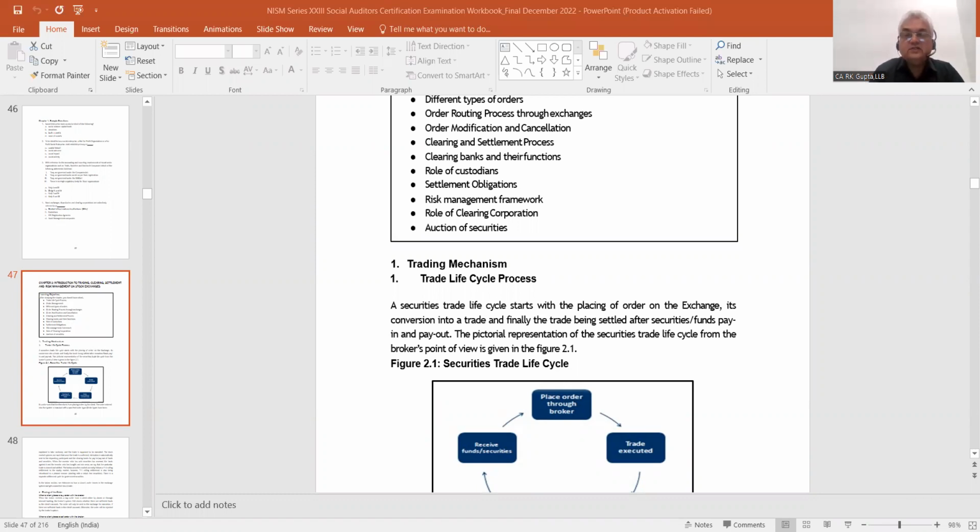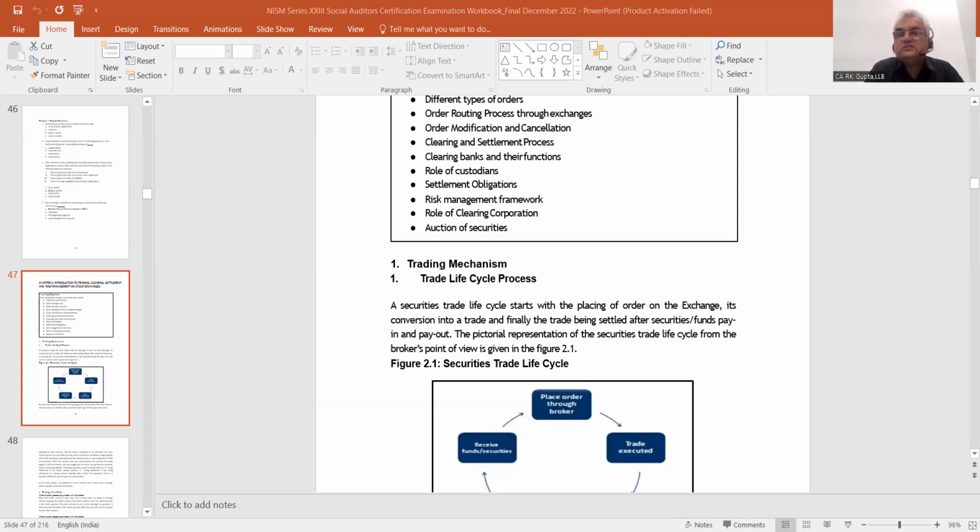So it says the securities trade life cycle starts with the placing of the order on the exchange. Second is its conversion into a trade. And finally, the trade being settled after securities or funds pay in and pay out. Suppose you want to purchase securities of a company, there may not be any seller, so it may not ultimately convert into a trade. You have just placed the order, but there's no party on the other side. You want to sell your shares, but there's no one to buy. Similarly, you want to buy, but there is no one to sell. In that case, it will stop at the first stage itself.